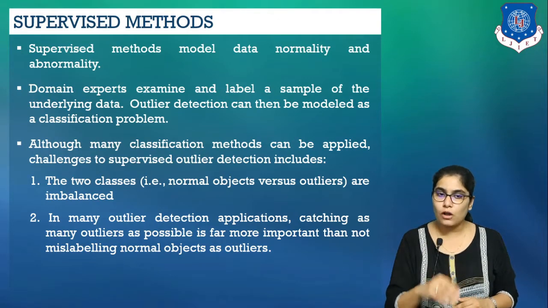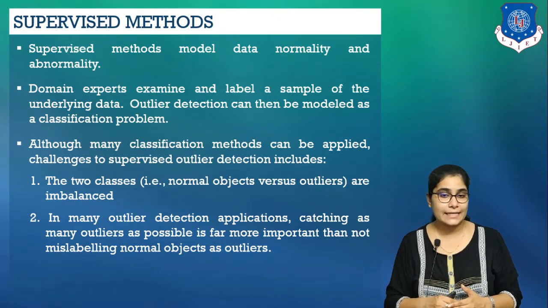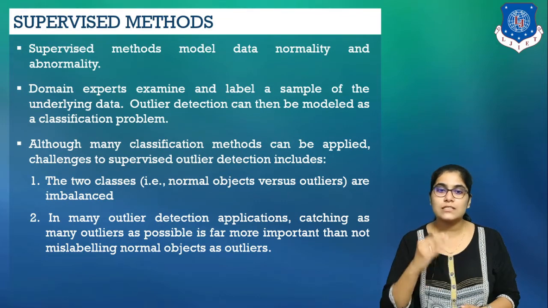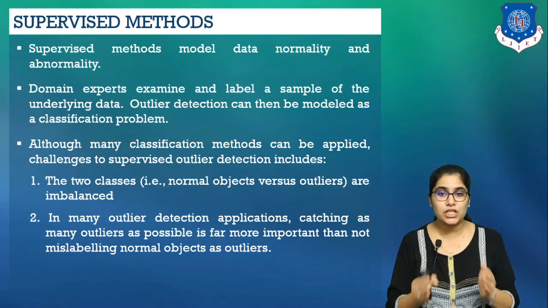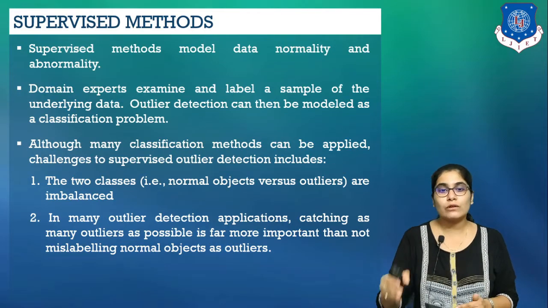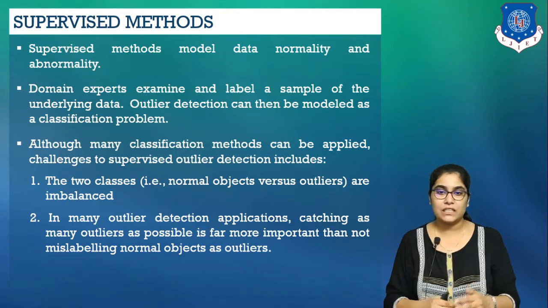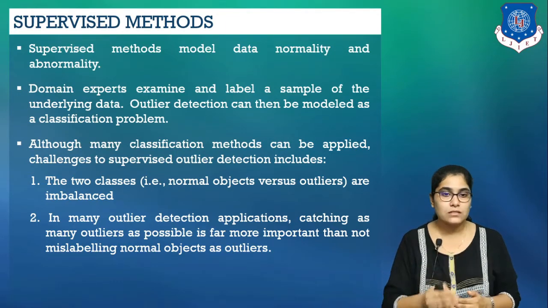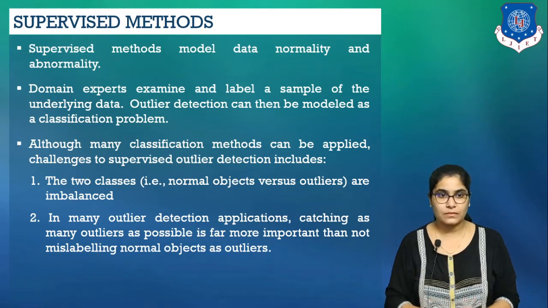Now, due to the small population of outliers in data, the sample data examined by domain experts and used in training may not even sufficiently represent the outlier distribution. And the lack of outlier samples can limit the capability of classifiers built as such. To tackle this problem, some methods make up artificial outliers.